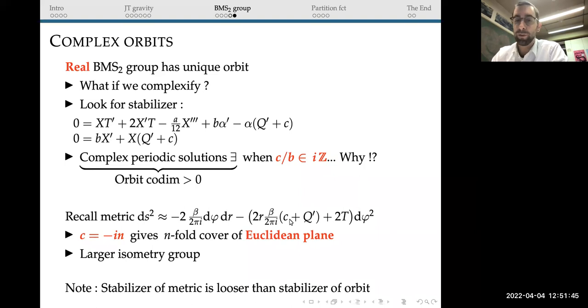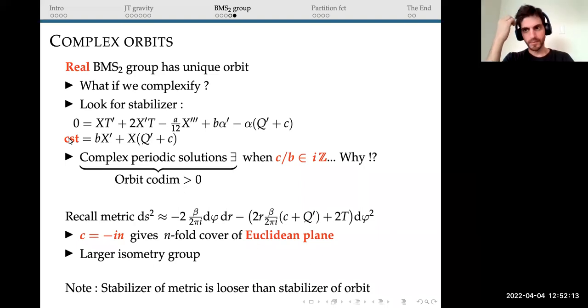So when looking for the stabilizer of this metric, I can just set this right-hand side here not to be zero, but actually any constant. And so whenever I have a solution X of this equation with any constant on the left-hand side, that still counts as a stabilizer of the metric, even though it's not a stabilizer of the corresponding BMS2 coadjoint orbit. So this is yet another of these weirdnesses where there's a mismatch between the stabilizer of a metric and the stabilizer of a BMS2 orbit.